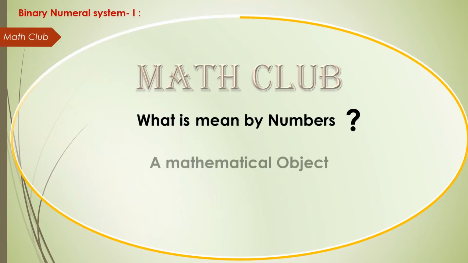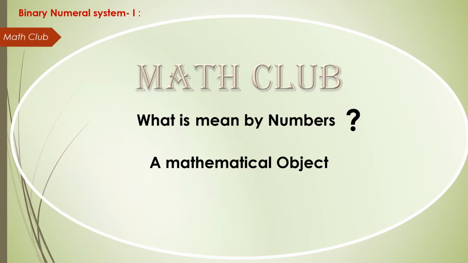Numbers are represented by using symbols. In the decimal system, digits are used to represent numbers. In this video, let us see two numeral systems: the unary numeral system and the binary numeral system.